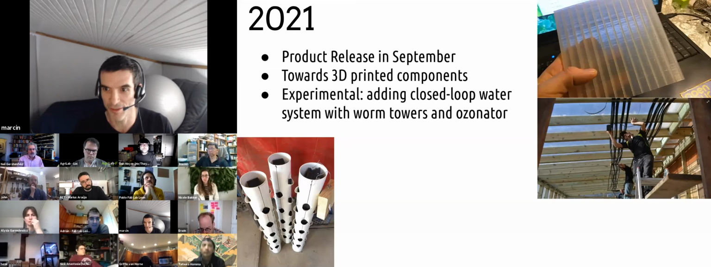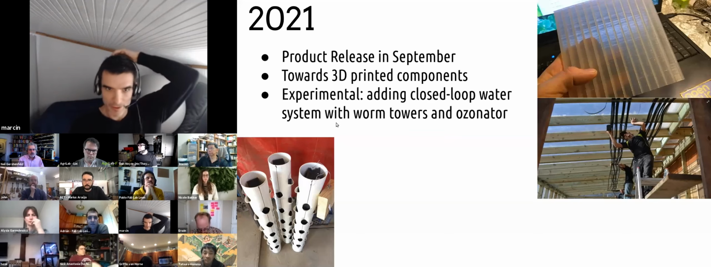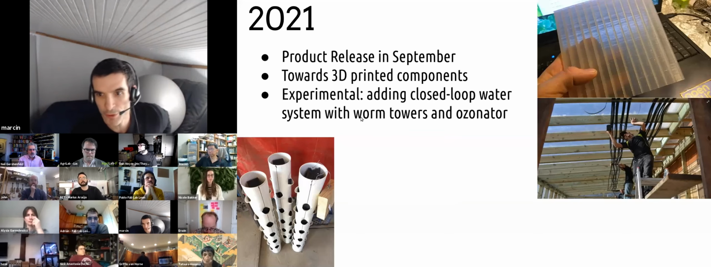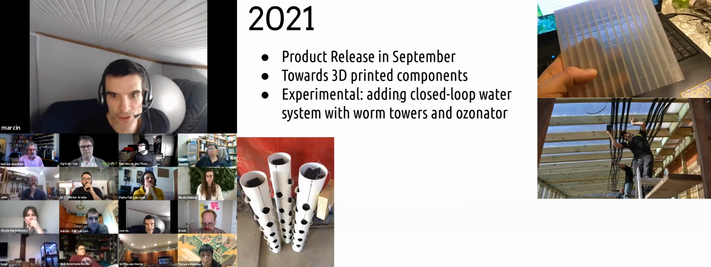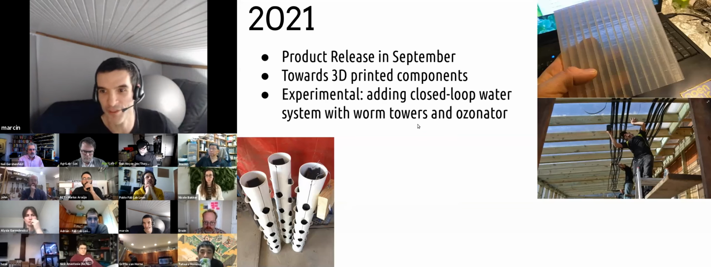That's a lot of good work that we're working on. And some of the other, we will also include some experimental aspects building on what we already have done with the greenhouse, such as going towards closed loop water systems with worm towers, ozonators, and biological wastewater reclamation. So I'll talk a little bit about that.